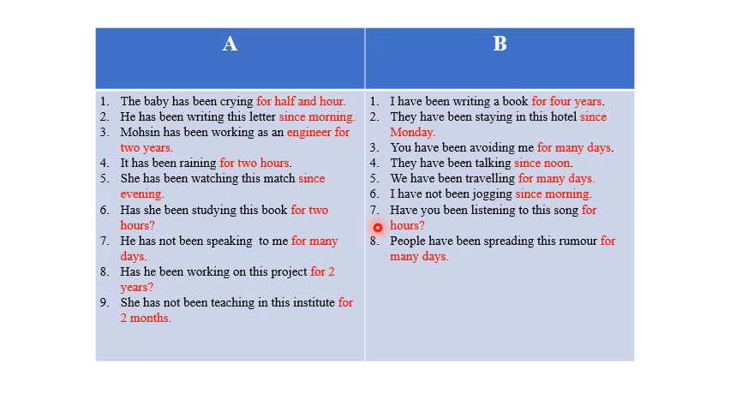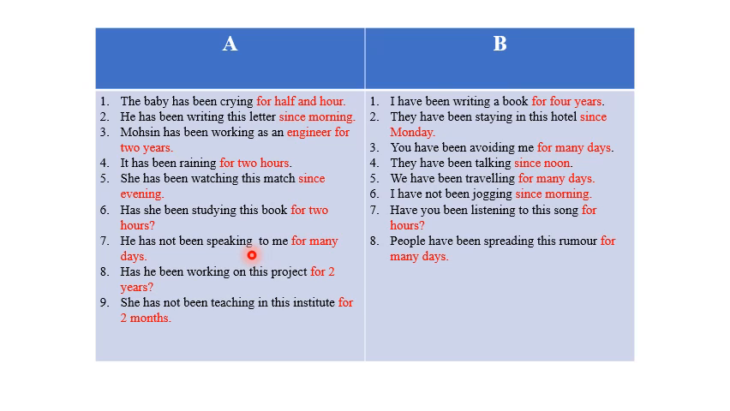She has been watching this match since evening. Now in this case, evening is a point of time, not a period of time. So we have used since. He has been studying this book for 2 hours. Again, 2 hours is a period of time. He has not been speaking to me for many days. Again, many days is a period of time, so we have used for.